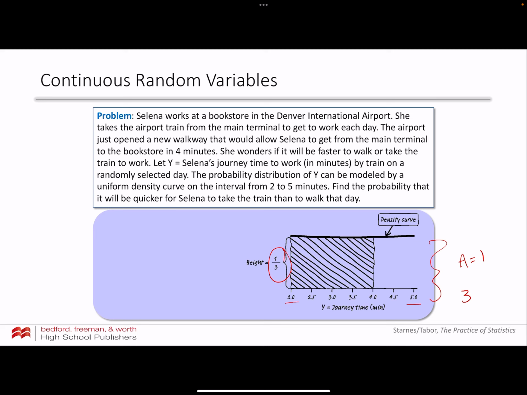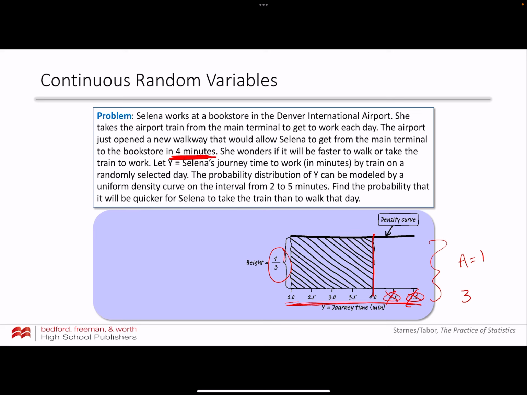So we're saying that the new walkway would allow her to get to work in 4 minutes. That's marked off here, right? So what's the probability that it would be quicker for Selena to take the train than to walk that day? So quicker to take the train. All these x times here are her taking the train. So if it takes her 5 minutes on the train, that's no good, right? That's longer. 4.5 minutes, that's longer.